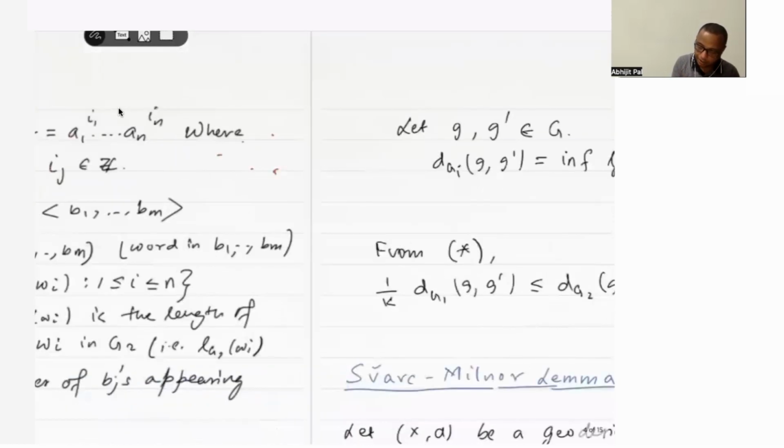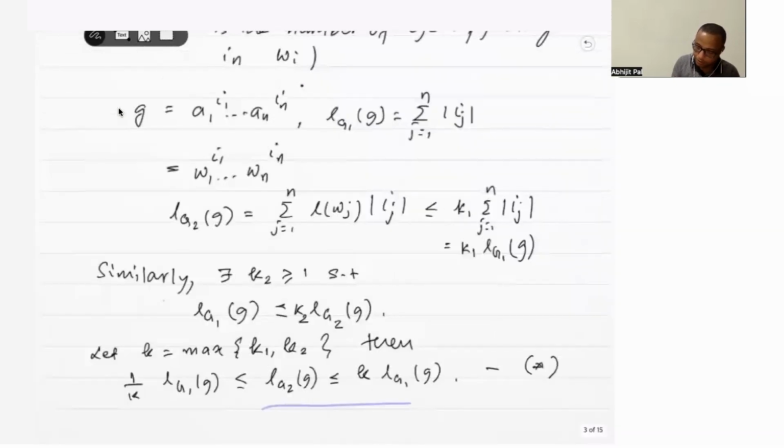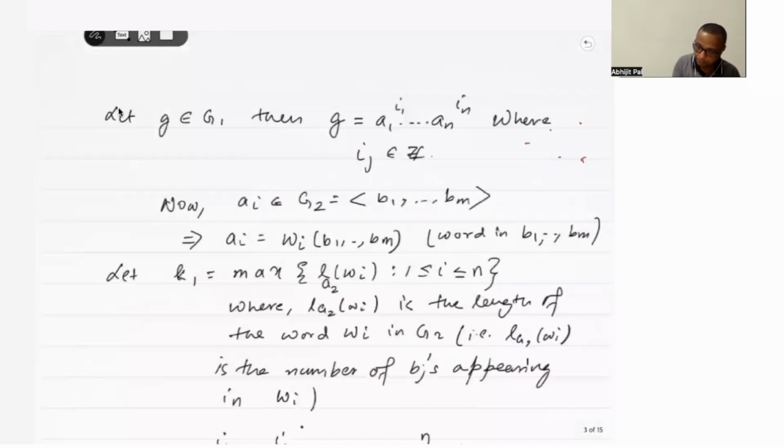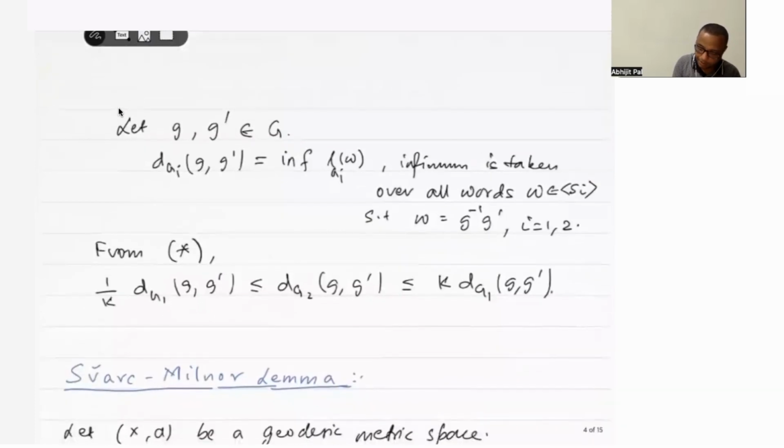Now from this equation, what will we get? You will get 1 by k times the distance between g and g prime in G1 is less than or equal to the distance between g and g prime in G2, which is less than or equal to k times the distance between g and g prime in G1. So this will prove that with respect to this metric, the groups G1 and G2 are quasi-isometric to each other.